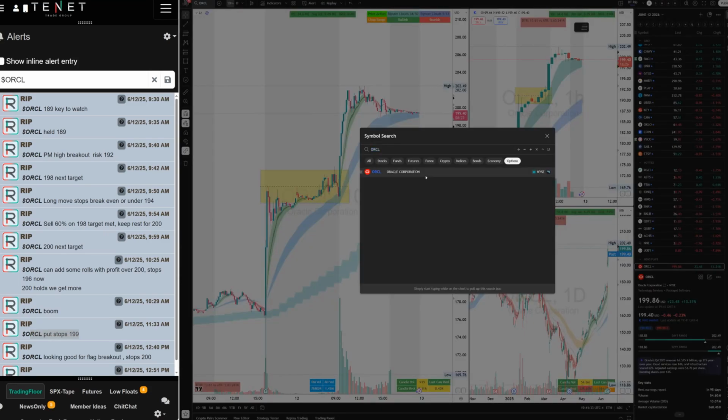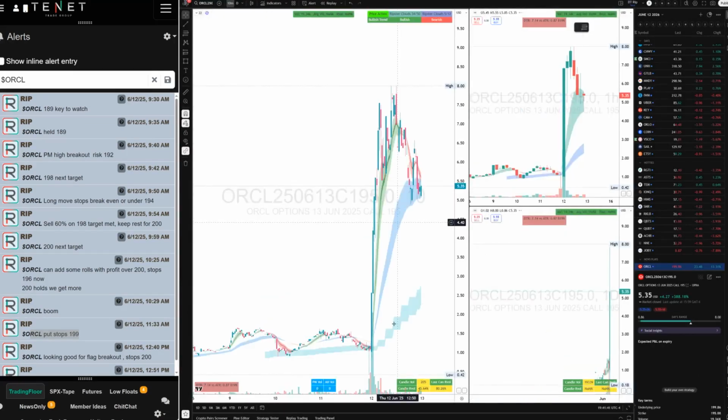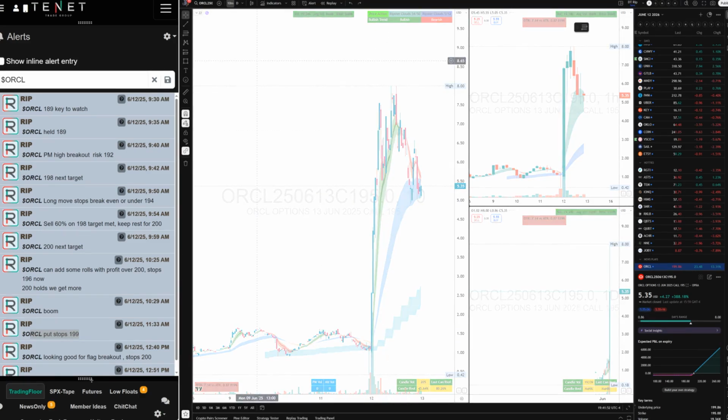Pretty good trade. If you trade options, you need to let the options cool down a little bit, and then you can trade it. So today 195 calls went from $1.50 to $6. Oracle doesn't really trade that big of a range. That's why you got like 300, 400% returns. Pretty good day for the community on Oracle.